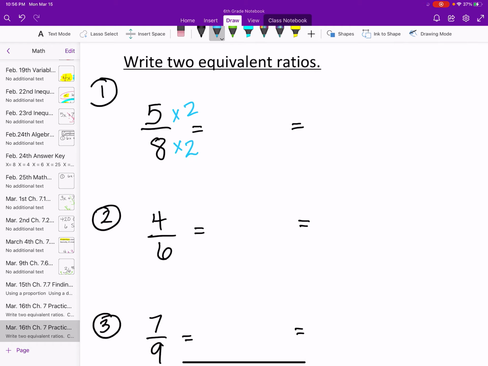I'm choosing to multiply by something easy, so I'm going by 2. I multiply by 2 on top and bottom. 5 times 2 is 10. 8 times 2 is 16. That's one equivalent ratio, 10 to 16. Another equivalent ratio would be multiplying by 3. So 5 times 3 is 15. 8 times 3 is 24. That would be another equivalent ratio.